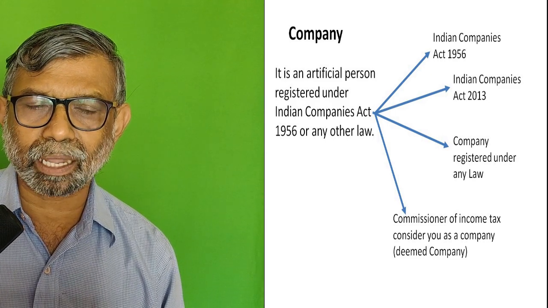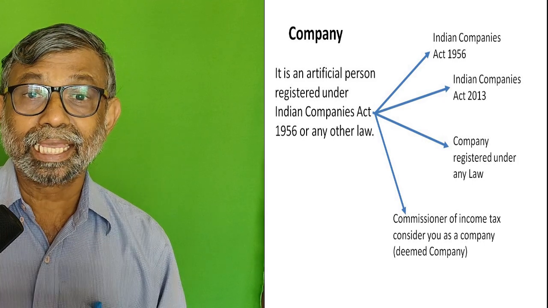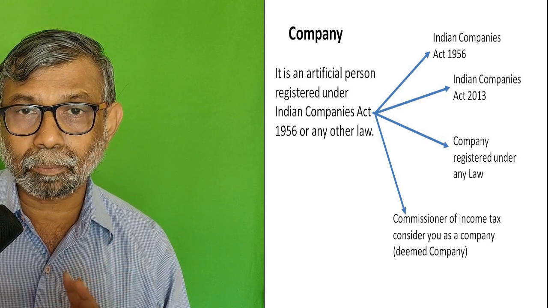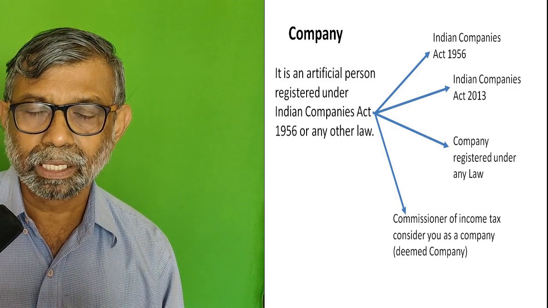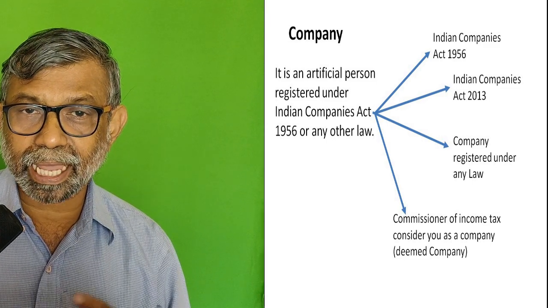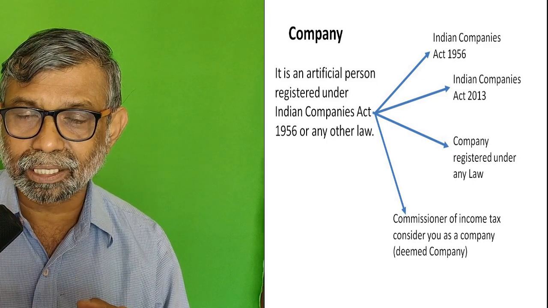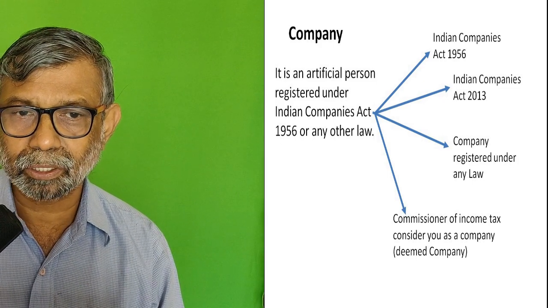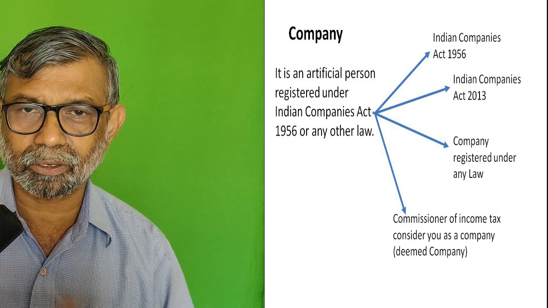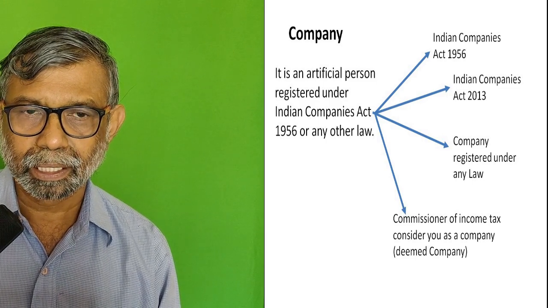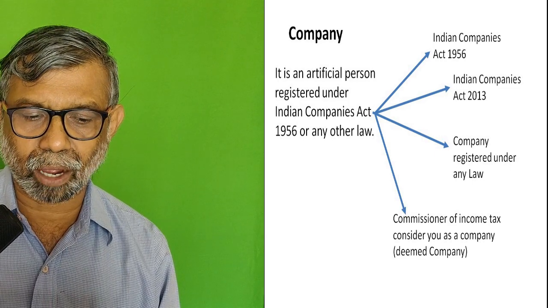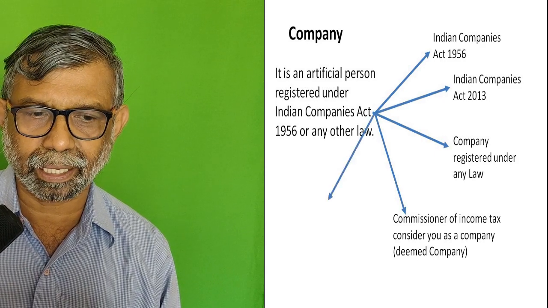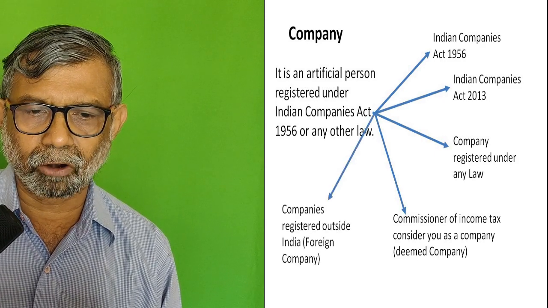But when the income tax commissioner looked at you, he found that even though you say you are a trust, you are like a company, you are making profit, all those things are happening. So the income tax officer will say, hello dear, you are a company. You are a charitable trust for yourself, but for us, you are a company. That is called a deemed company. If any company is registered outside India, foreign companies are also a company in India. Clear?